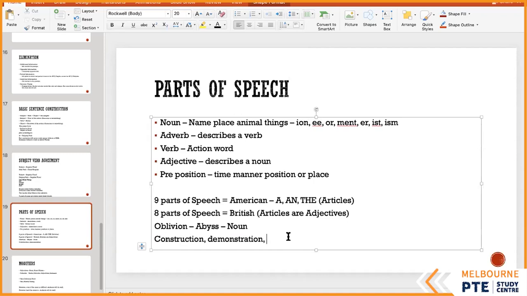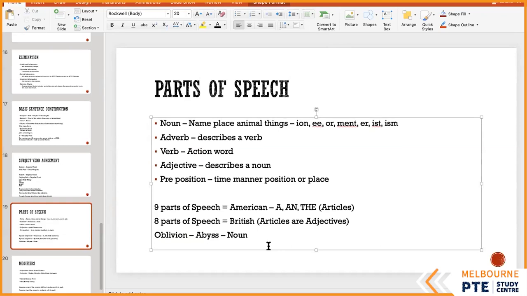What else? Starvation. Anything that ends with "shun," right? Nation, yep. Publication, admission, right? So those things are, I mean, that means they are nouns. Now, suppose I don't understand the word, but I see at the end it's a noun. If I see the word ending in ION, would I know what part of speech that is? Yes? Okay, good. Other thing is EE.